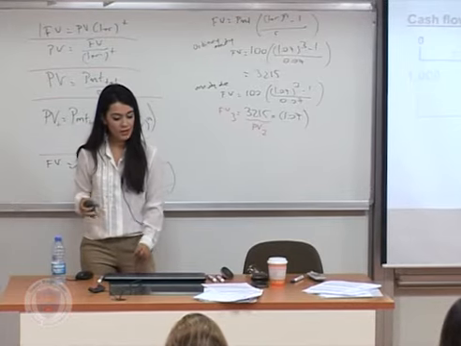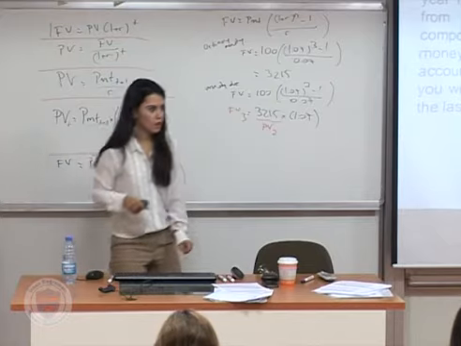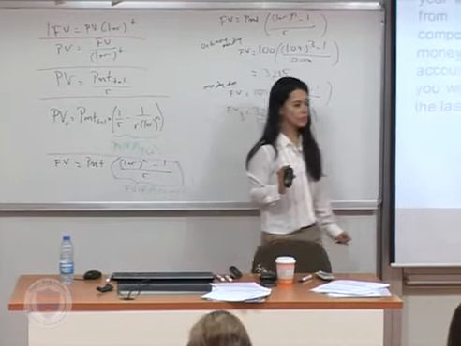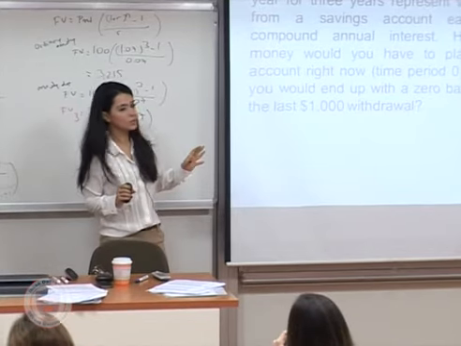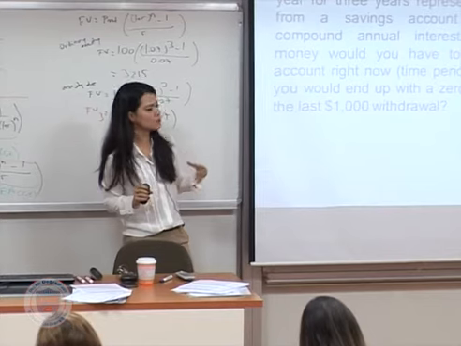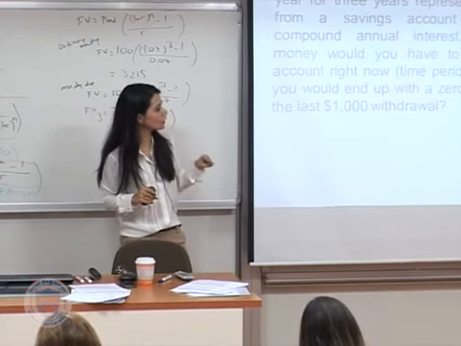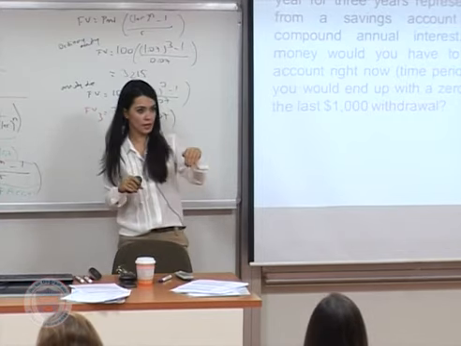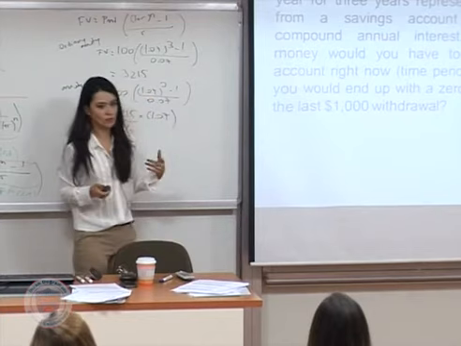Now let's look at the present value of the annuities. Let's see what's going to change. Let's assume the cash flows of $1,000 a year for 3 years represent withdrawals from a savings account earning 7% compound annual interest. How much money would you have to place in the account right now at time 0 so that you would end up with 0 balance after the last $1,000 withdrawal?